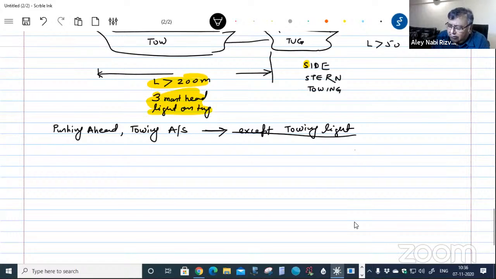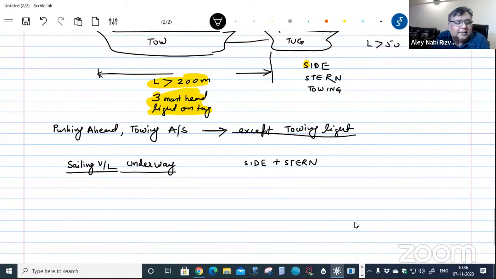Sailing vessel underway. Now we'll talk about sailing vessel underway. Remember, underway is the key word here. Sailing vessel underway shall exhibit side lights plus stern light. But there is a catch.